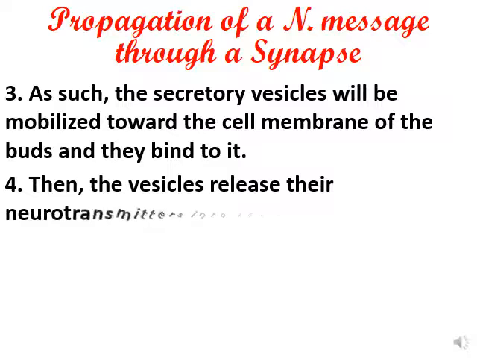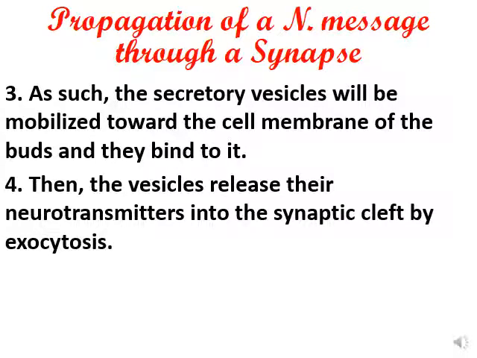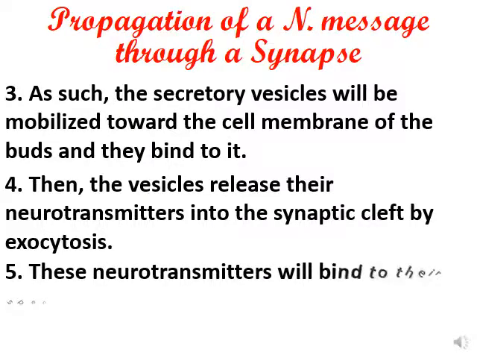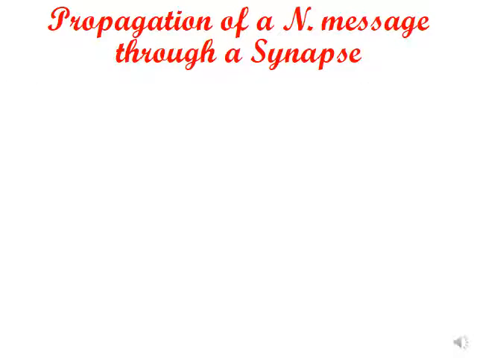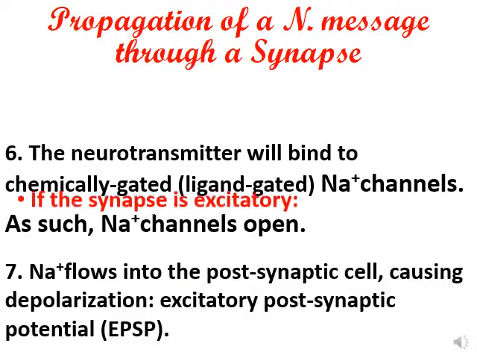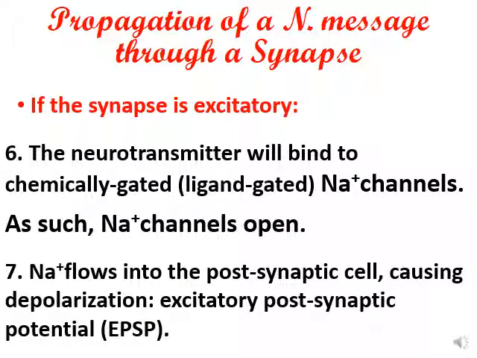Then the vesicles will release the neurotransmitters. So these vesicles, these sacs, have neurotransmitters, and they release them into the synaptic cleft by the process of exocytosis. So this neurotransmitter will bind to the receptors on the postsynaptic cell. If the synapse is excitatory, the neurotransmitter will bind to the chemically gated Na+ channels. So the Na+ channels will open and Na+ will flow into the postsynaptic cell, causing the depolarization.